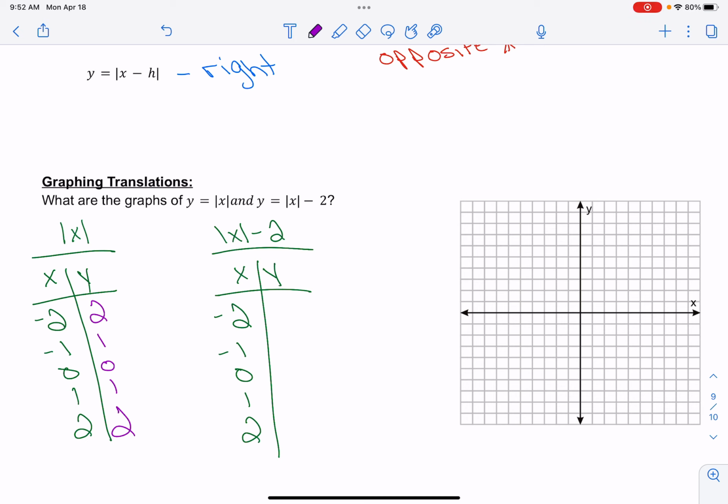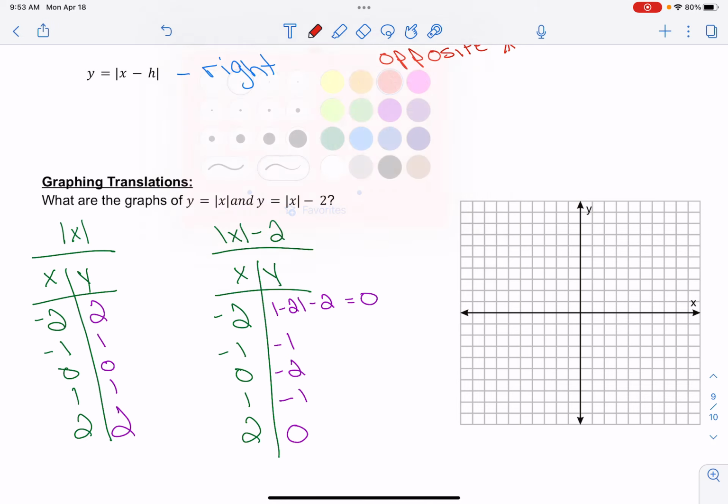So now we do the same thing with our other equation, except it's a little bit different. So we have to do the absolute value of negative 2 minus 2. Well, the absolute value of negative 2 is just 2, and then 2 minus 2 is 0. Absolute value of negative 1 is 1. 1 minus 2 is negative 1. Absolute value of 0 is 0. And 0 minus 2 is negative 2. Absolute value of 1 is 1. 1 minus 2 is negative 1. And absolute value of 2 is 2. 2 minus 2 is 0.